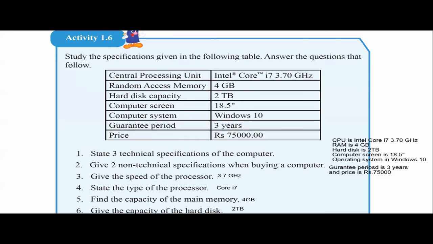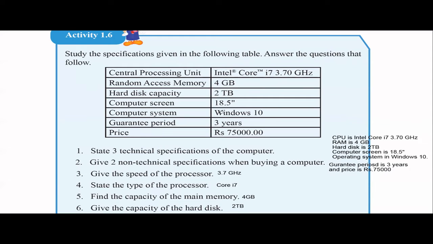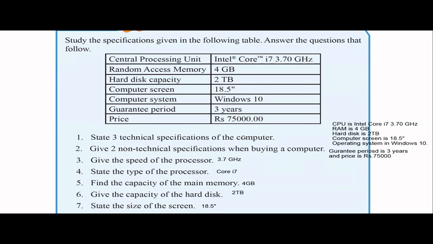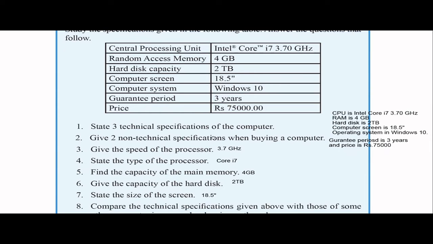Okay, next one. State the type of the processor. It's Core i7 processor. What's the brand? It's Intel. The capacity of the main memory is 4 GB. RAM is the main memory. And the hard disk capacity is 2 terabytes, 2 TB, right? And state the size of the screen. It's here, 18.5 inches.